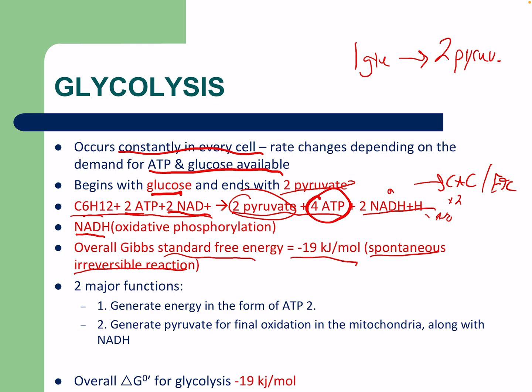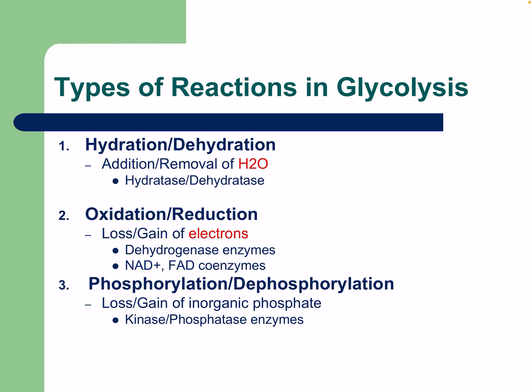The 2 major functions of glycolysis are, 1, to generate ATP, in the form of 2 ATP, so here's that 2 ATP, and 2, to generate pyruvate for final oxidation in the mitochondria, along with NADH. Again, the overall standard free energy of glycolysis is negative 19 kJ per mole, sorry, kJ. So, types of reactions in glycolysis.